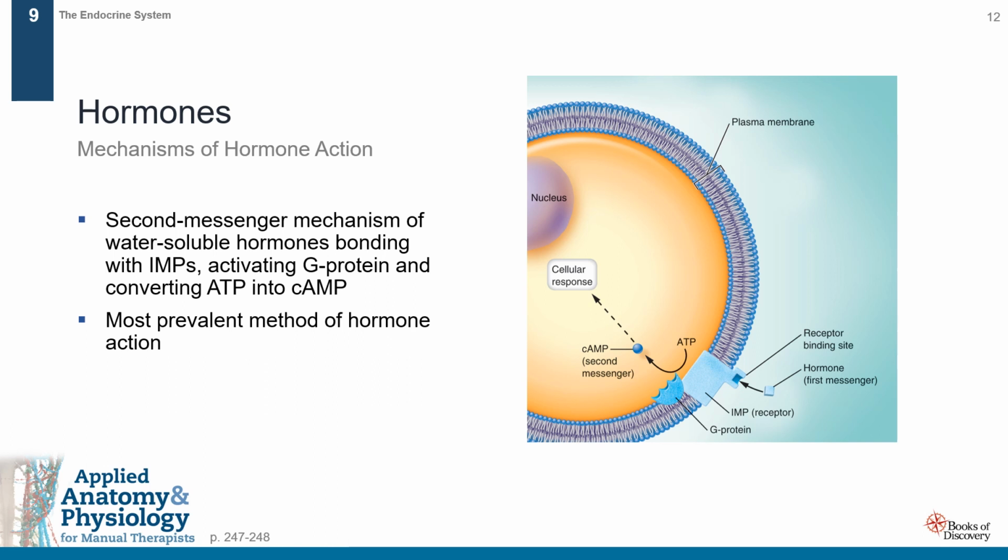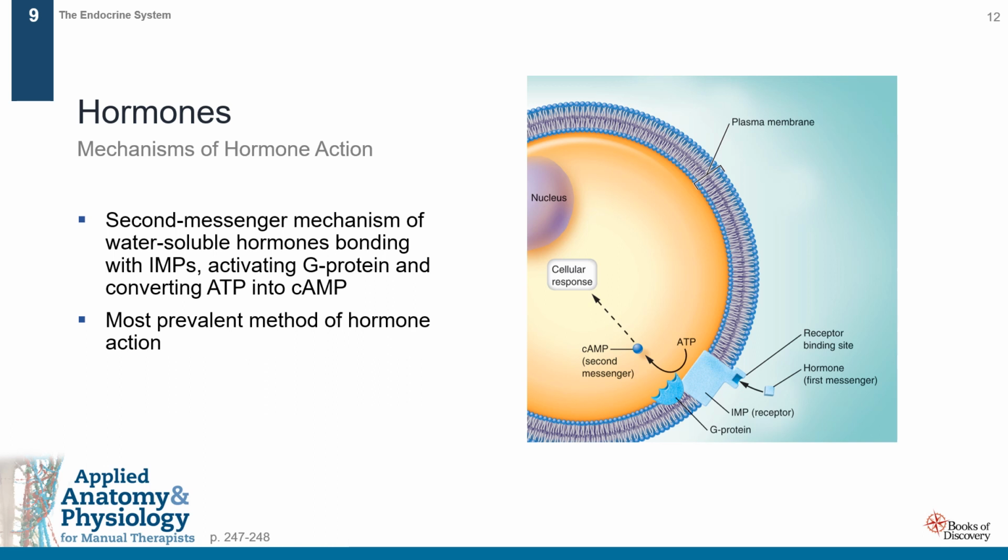The presence of cAMP, in turn, activates proteins within the cell that produce a designated physiologic change. This sequence of events is called the second messenger mechanism. In the second messenger mechanism, the hormone acts as the first messenger, delivering a chemical message to the receptor IMP. This action is similar to a bicycle messenger delivering a package to the front desk of a large office.